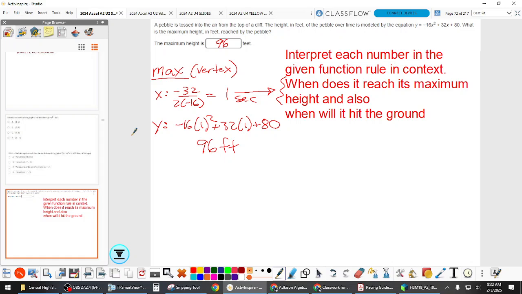So what is the negative 16? What is it? It's feet per second squared, and that's acceleration due to gravity. It's half of it, actually. The half is part of the physics that it takes to get the equation.